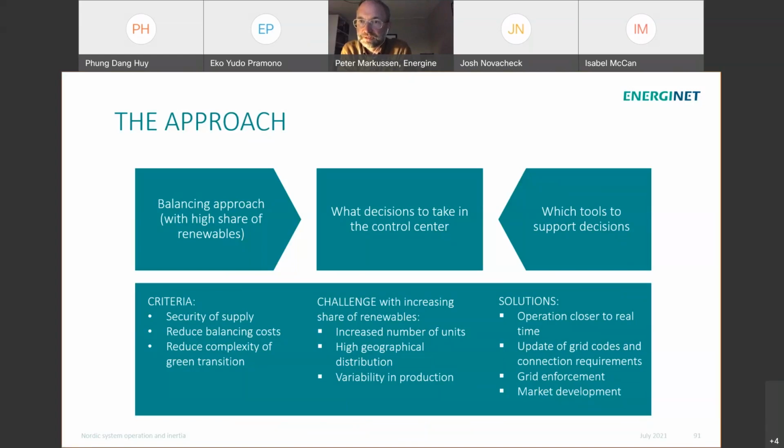Then the challenge with the renewables is that we have an increased number of units, high geographical distribution, and variability in production. So how to handle that? That is operation closer to real time. And this also includes real-time monitoring of inertia. But it could also be updates of grid codes and connection requirements, grid enforcement, but also market developments. And we use the whole toolbox, as you will see. So next slide, please.